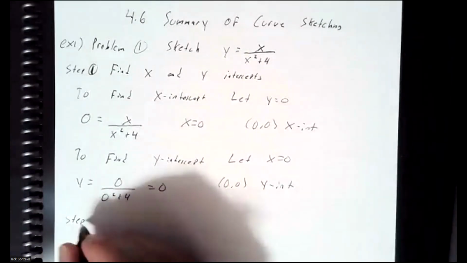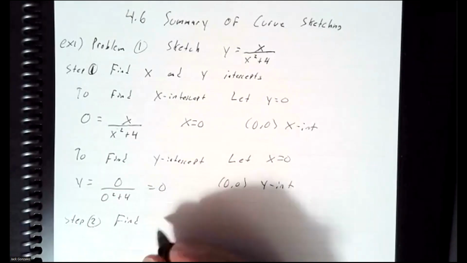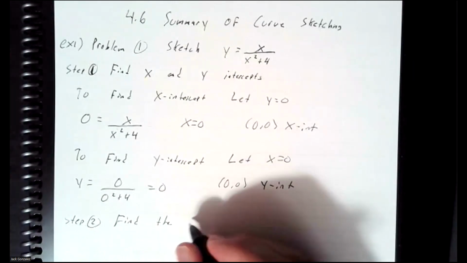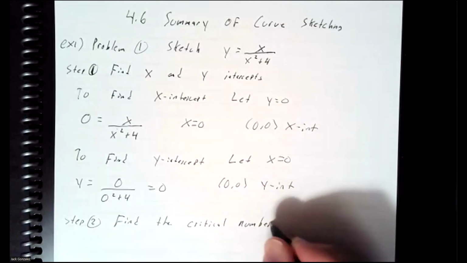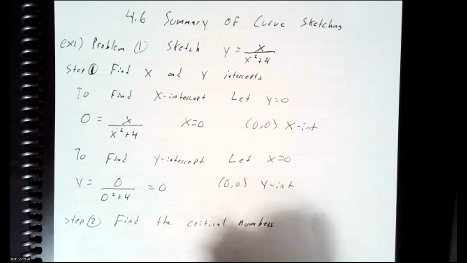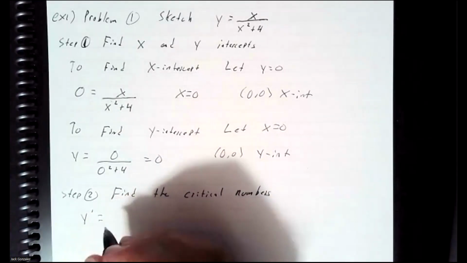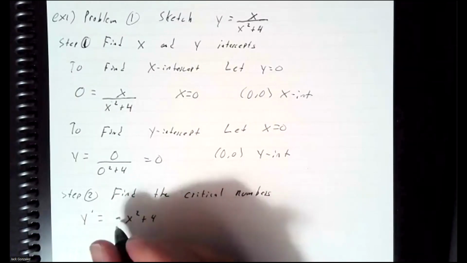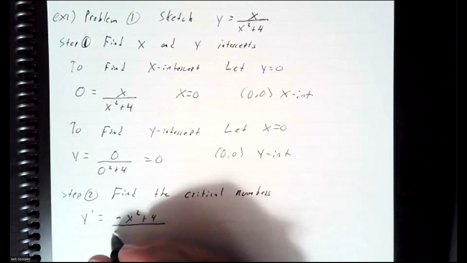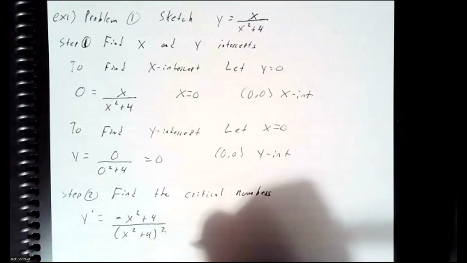Step 2: find the critical numbers. And we know how to do this, right? You take a derivative, set it to 0, solve for x. I am now going to skip the derivative to save time. I feel like we've done it quite a bit. y prime will be this. If you want to do it by hand, you would have to use the quotient rule.